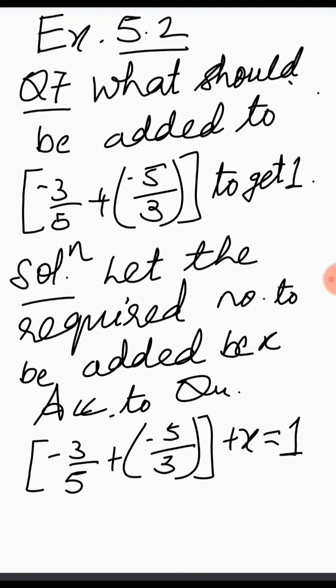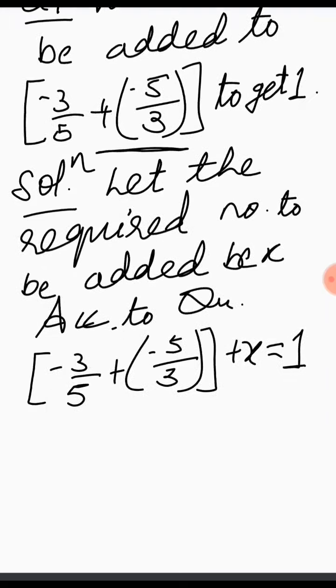Question number 7 is, what should be added to minus 3 by 5 plus minus 5 by 3 to get 1? Now you know the number whatever you have to add, that we don't know, so we can consider it as x. So we write that the number added in this is x. According to the question we are getting this step.